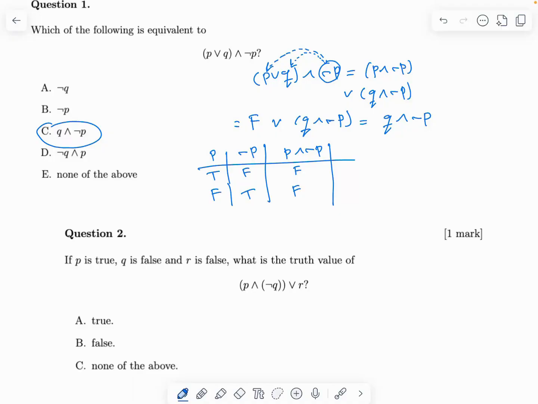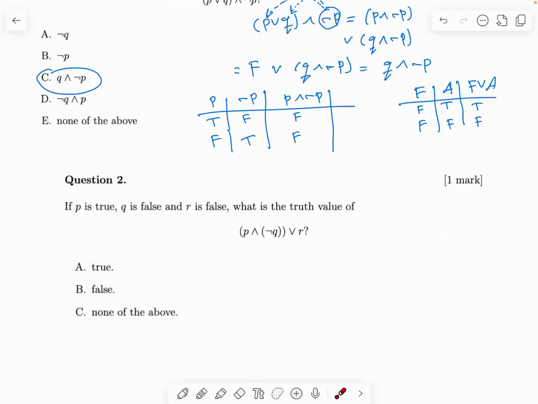So let's now have a look at here. F or A. I am writing this one because I'm talking about this one. F is always F, and we have two scenarios for A, two values, T, F. F or T is T. F or F is F. So this A, T, F, is the same. So that's why F or A is equal to A. So this is just warming up.